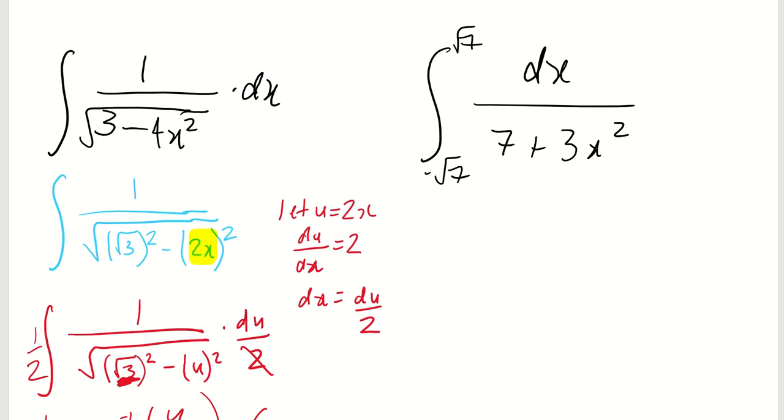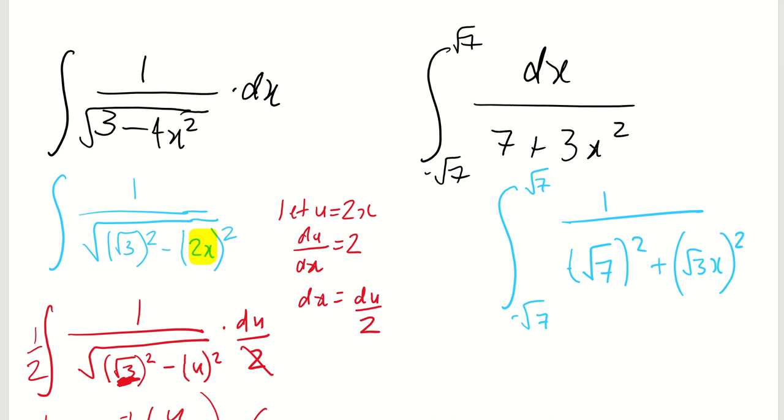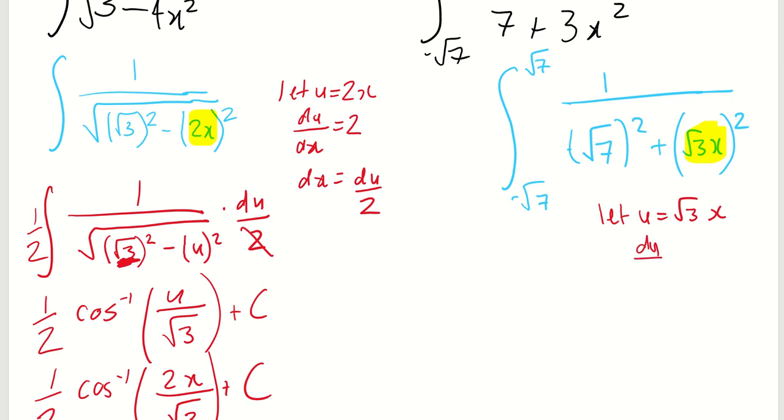One more. Let's have a look at this. Okay, so remember step 1: let's rewrite it in the form we want. I get 1 over, now there's no square root, so I have root 7 squared plus root 3x squared. Now it's in that form. Once again, whatever is in here, I let u equal. So I'll just put it down here. Remember, the x isn't part of the square root, so du dx is just going to be root 3. Rearrange, and I get du on root 3.